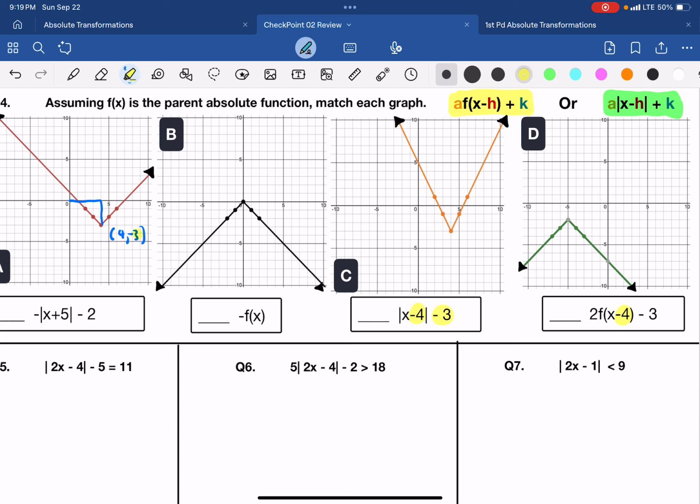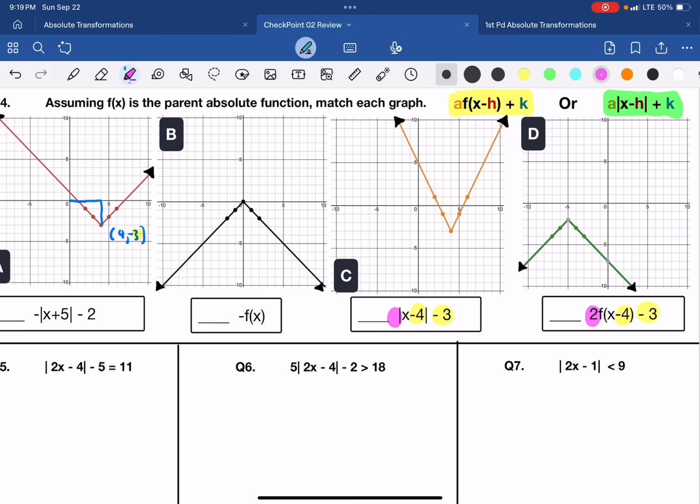They both have 3 down. The difference is, well, the slope part. This has a slope of 1. This has a slope of 2. Let's check at this graph. What does it have?